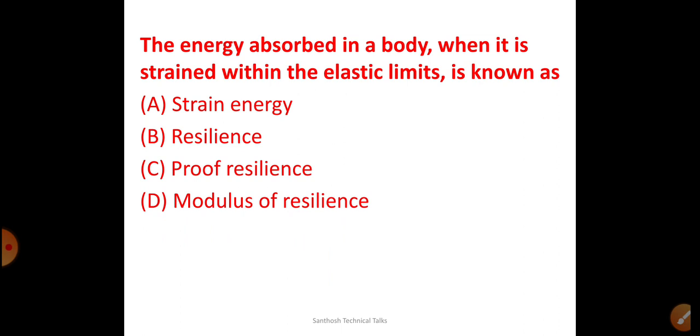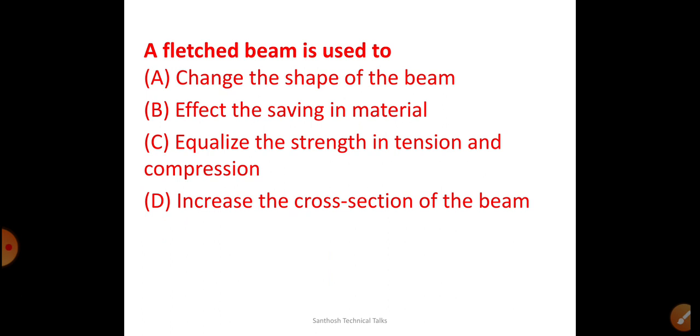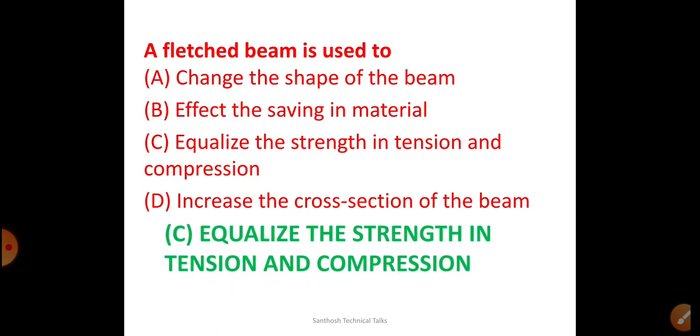Next question: the energy absorbed in the body when it is strained within the elastic limit is known as strain energy. And next, the flitched beam. The flitched beam is used to equalize the strength in tension and compression. A flitched beam has greater stability under tension and compression.